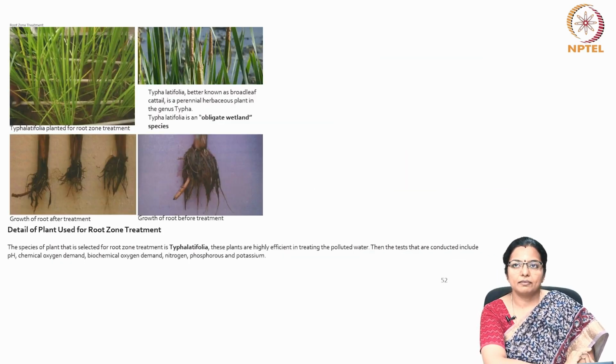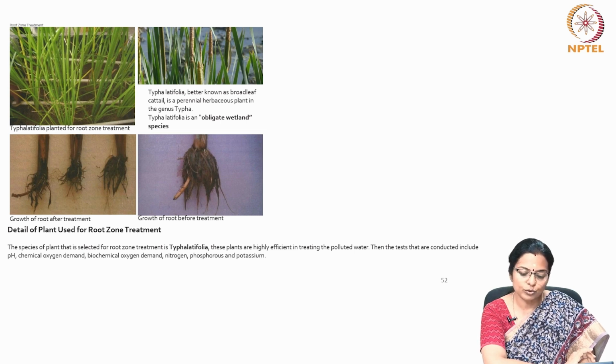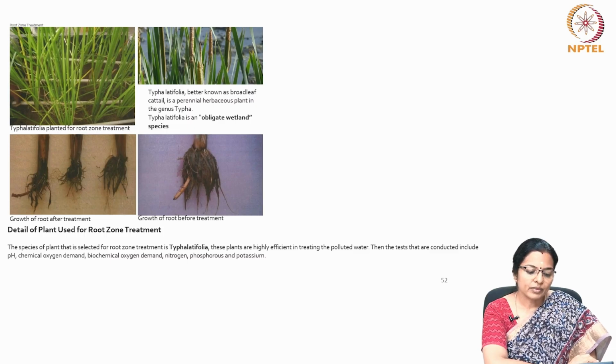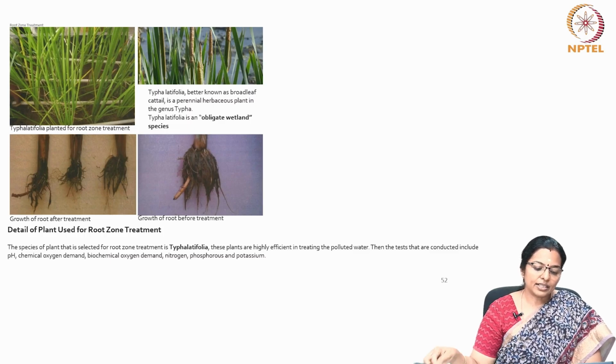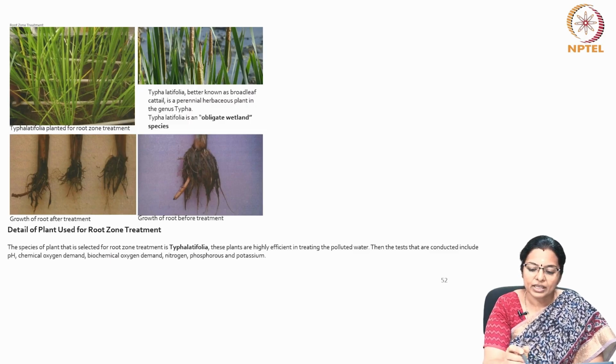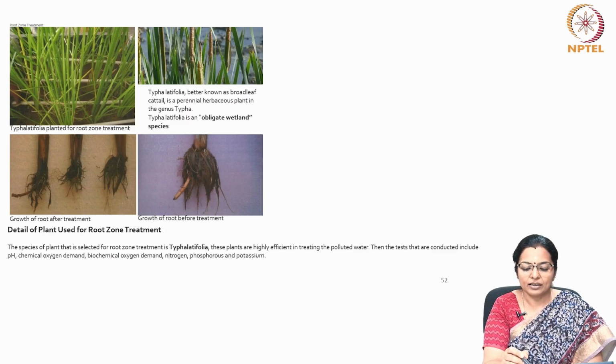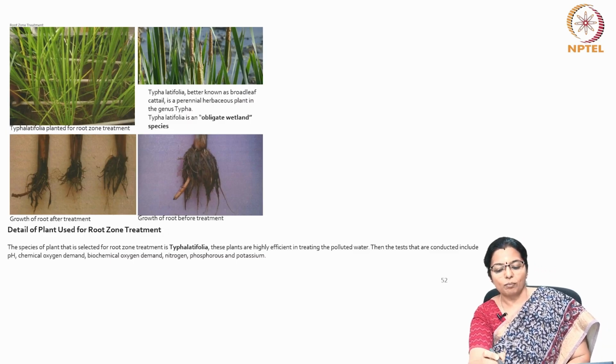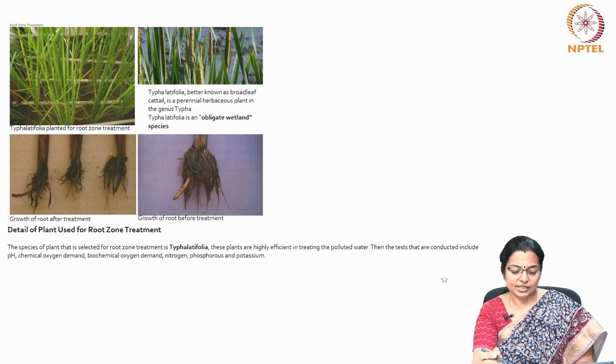Here we will see the details of the plant used for root zone treatment. The Typha latifolia planted for root zone treatment is known as the broadleaf cattail. It's a perennial herbaceous plant of the genus Typha. It is an obligate wetland species.